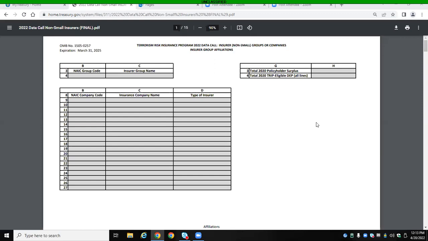Again, remember that reporting is on a group basis, which is how TRIP operates. You only report for an individual company if you are not affiliated with another company writing TRIP-eligible lines of business. Also, keep in mind that any alien surplus lines insurers that are part of a group should be reporting within that group. The only alien surplus lines insurers that should be reporting on the separate alien surplus lines template are those which are not affiliated with a non-small or small group.